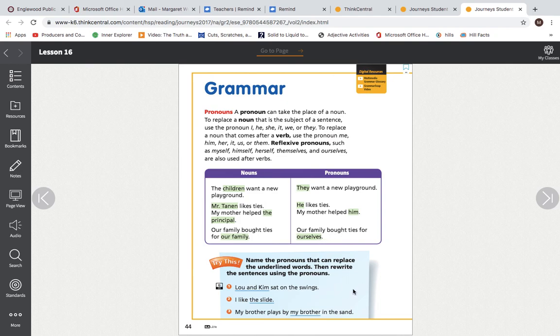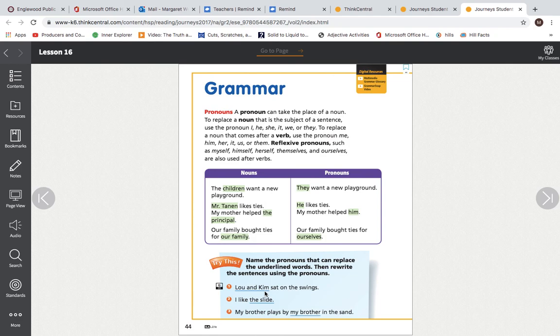Down here, we can try these. For number one, Lou and Kim sat on the swings. Now we want to replace Lou and Kim. We are not Lou, we are not Kim. This describes more than one person and not us. It comes before the verb sat. So we would use, does anybody know? It would be they. They sat on the swings.